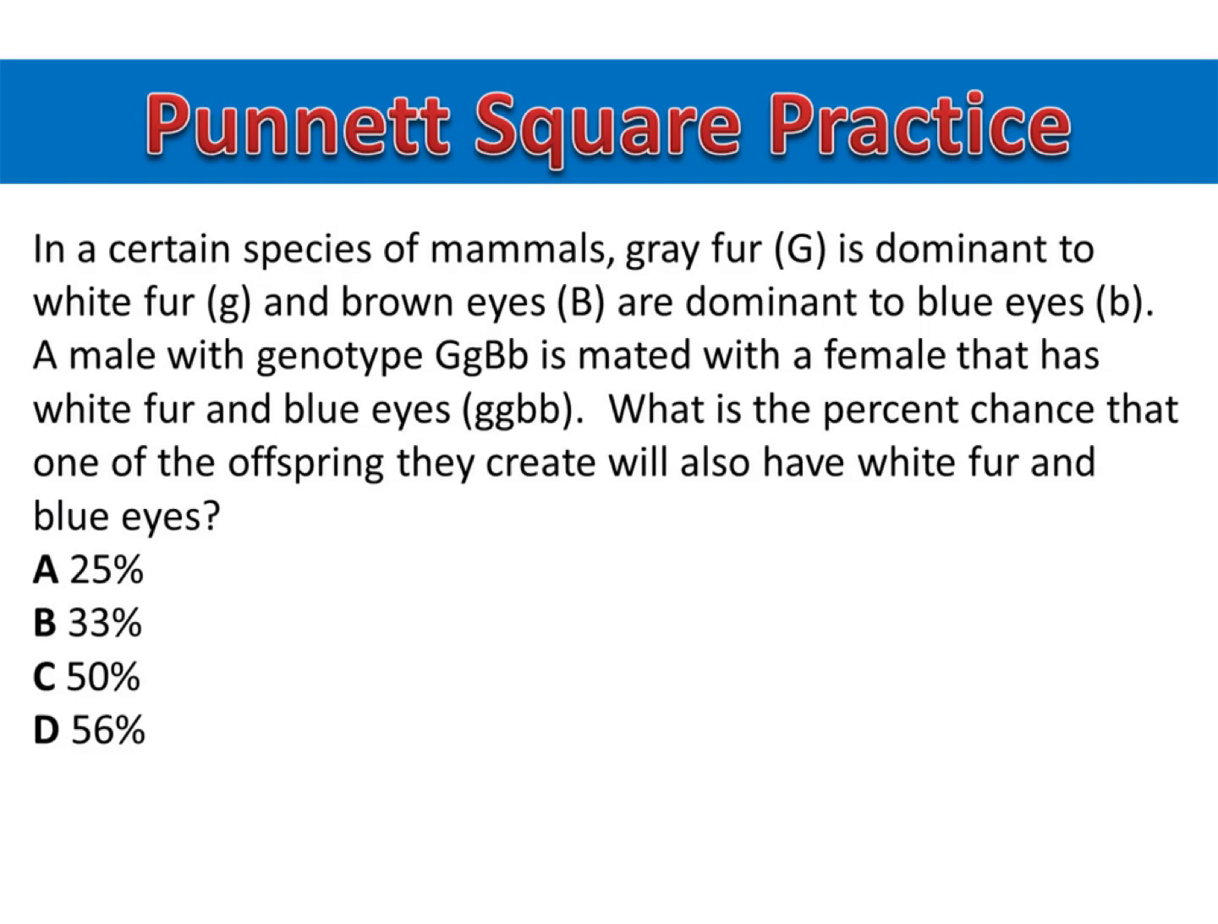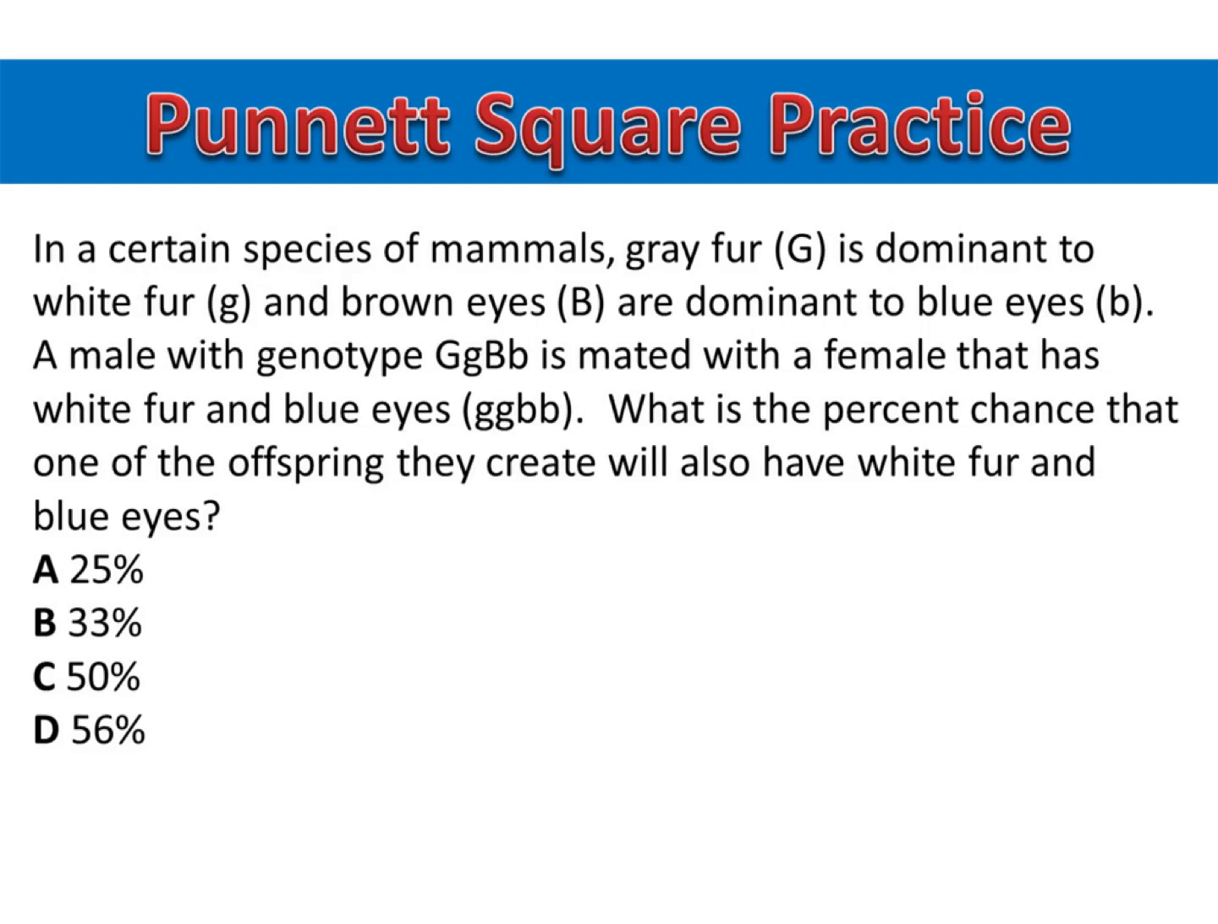In a certain species of mammals, gray fur, big G, is dominant to white fur, little g, and brown eyes, big B, are dominant to blue eyes, little b. A male with genotype big G, little g, big B, little b is mated with a female that has white fur and blue eyes, little g, little g, little b, little b. What is the percent chance that one of the offspring they create will also have white fur and blue eyes?